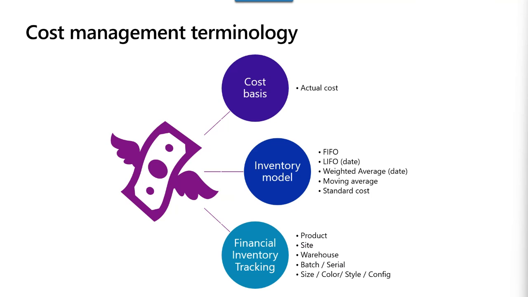The last term we want to review for cost management is the financial inventory tracking. When we reviewed inventory transactions in our previous Tech Talks, all transactions had a set of inventory dimensions, and whether we track those dimensions financially is controlled by the dimension groups for that item.